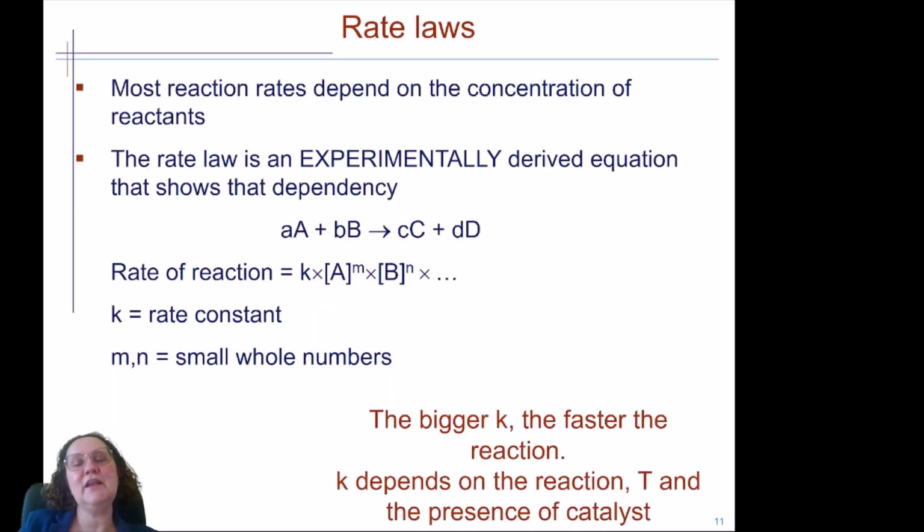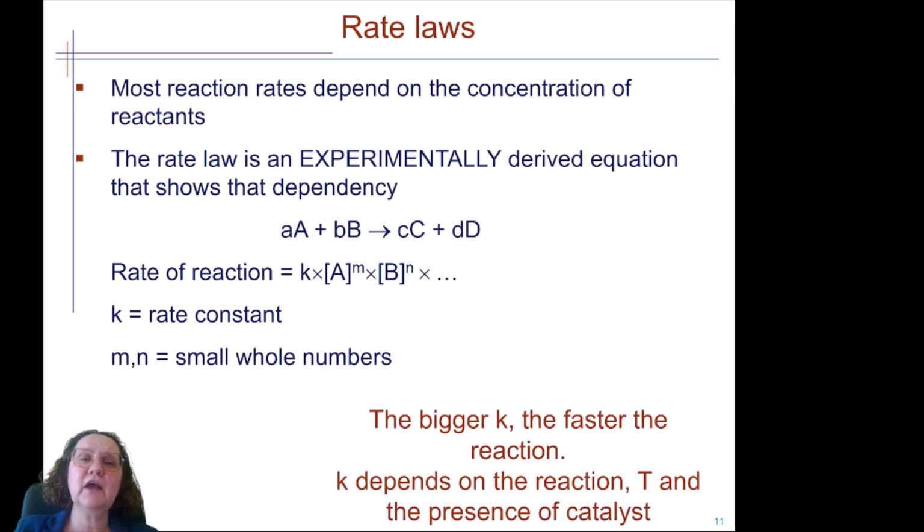So as I said in a previous slide, in general, reaction rates depend on the concentration of reactants, although we will say that that's not always the case, but in general they do depend on the concentration of the reactants. And when you only have one reactant, that seems quite straightforward. It depends on the concentration of the reactants. But what happens when you have more than one reactant, two, three? Do they depend in the same way on all of them or not? And the answer is not necessarily.